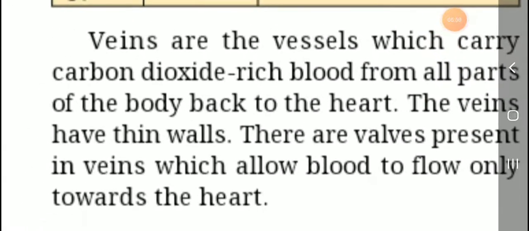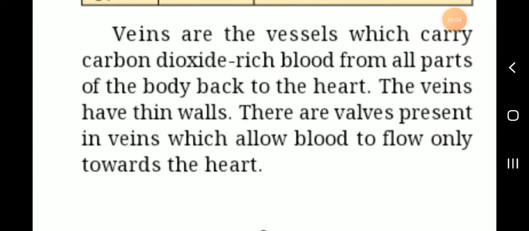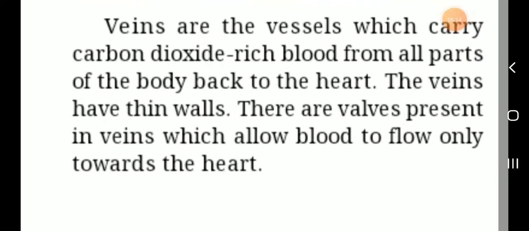Veins. Veins are the vessels which carry carbon dioxide rich blood from all parts of the body back to the heart. The veins have thin walls. There are valves present in veins which allow blood to flow only towards the heart.